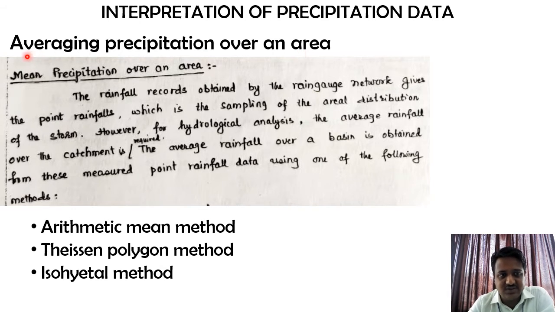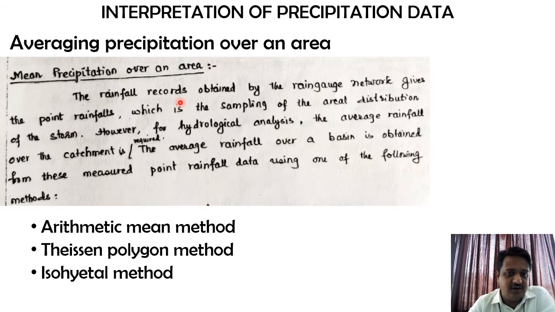Now the last one is to determine the average precipitation over an area. To do that, we again have three methods. One is arithmetic mean method, second one is Thiessen polygon method, and the third one is isohyetal method. So let us go in detail about each of these. Mean precipitation over an area.